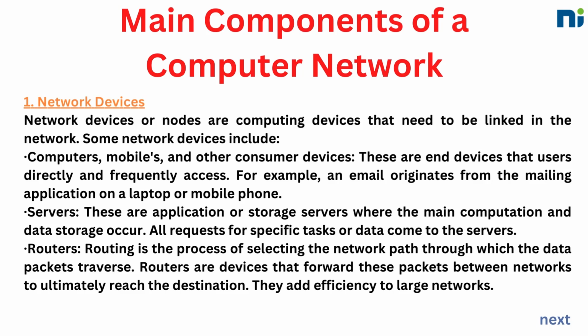Servers. These are application or storage servers where the main computation and data storage occur. All requests for specific tasks or data come to the servers. Routers. Routing is the process of selecting the network path through which the data packets traverse. Routers are devices that forward these packets between networks to ultimately reach the destination. They add efficiency to large networks.